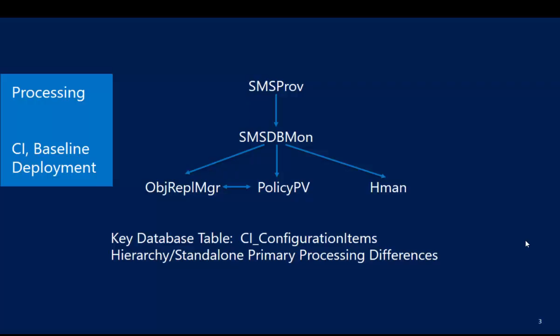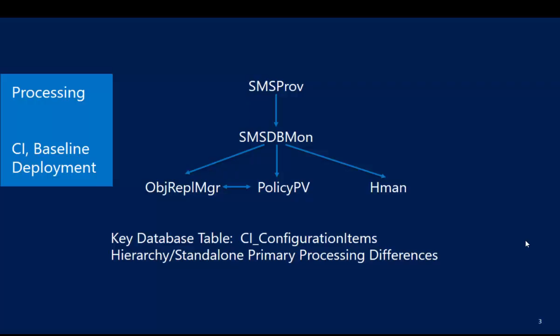That's really the extent of processing. There's a lot that goes on there. Another point I want to make: this diagram assumes a standalone primary site, and that's what I'm going to use in the demos. If instead you have a hierarchy and you start with the CAS and roll downstream to other primary sites, not all of these components will be located on your CAS. Certainly SMS Prov will be, SMS DBMon will be, but since the CAS has no clients, you won't have OBJ, REPL Manager, or Policy Provider.